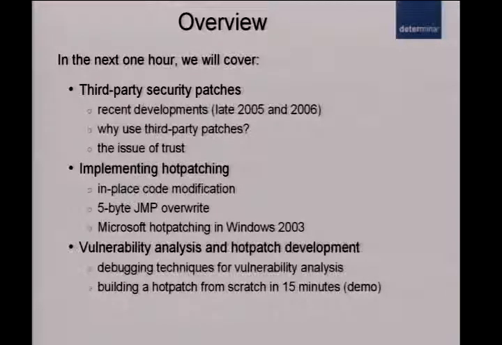At the end of the presentation, there will be a demo where I will analyze a security vulnerability from scratch, and I will build a hot patch for it in about 15 minutes.